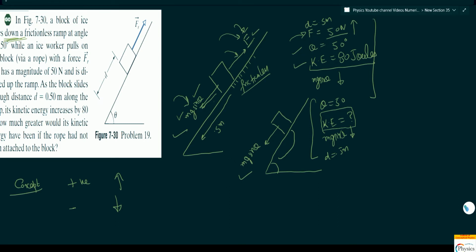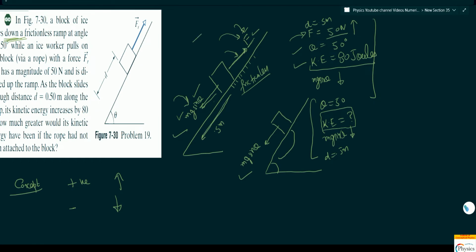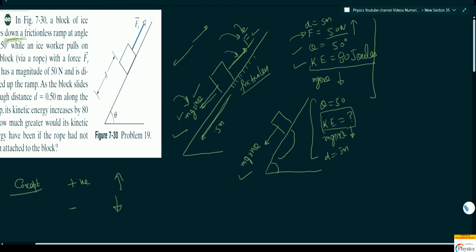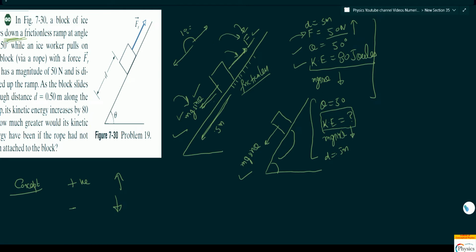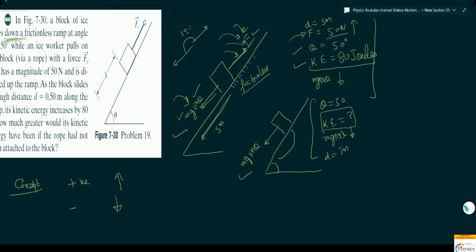This force was trying to pull up the block, whereas the net displacement is 0.5 meters. The force of 50 newtons and the displacement of 0.5 meters are anti-parallel, at 180 degrees. So the only contribution this force was bringing is negative, right? This was doing some negative work, and therefore it was neutralizing the positive efforts of the gravitational component of the force.